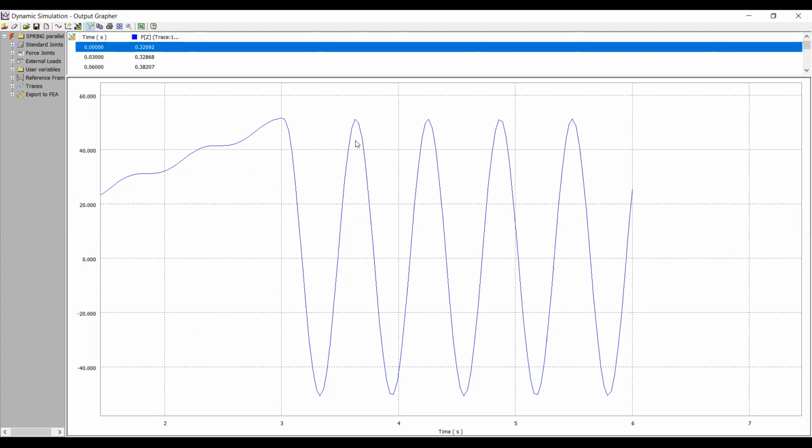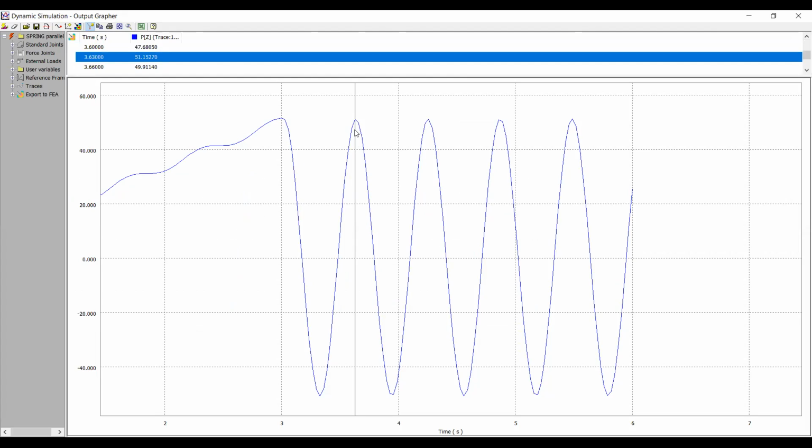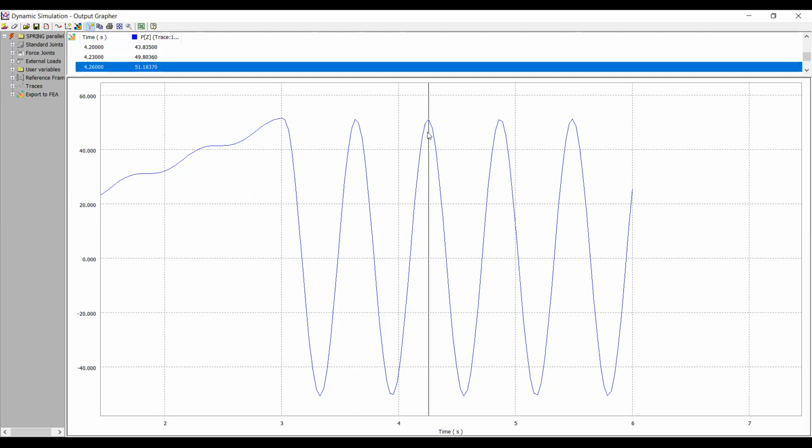Here we will measure the time period. You should measure the peak to peak distance. This is 3.63, so note down this value. This is the T1 value. You can take the screenshot. And the next peak is 4.26. So here the time period is 0.63 seconds.